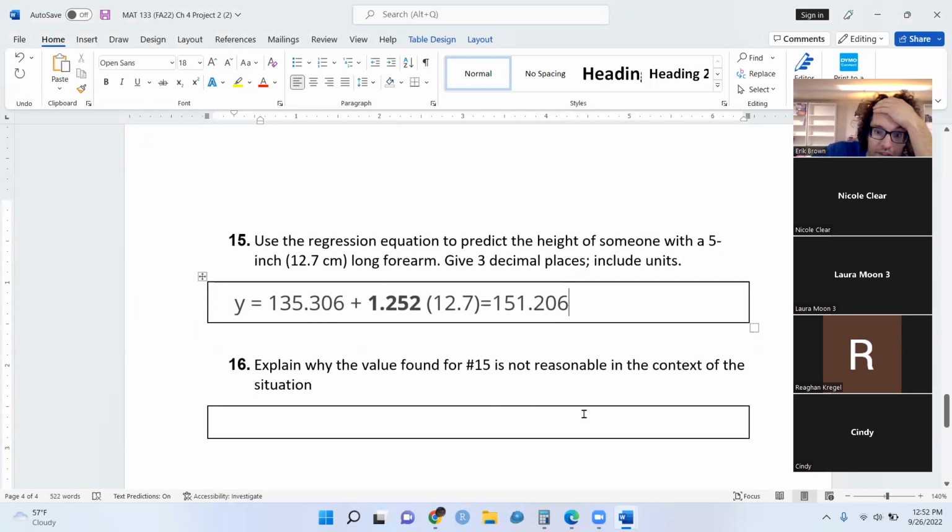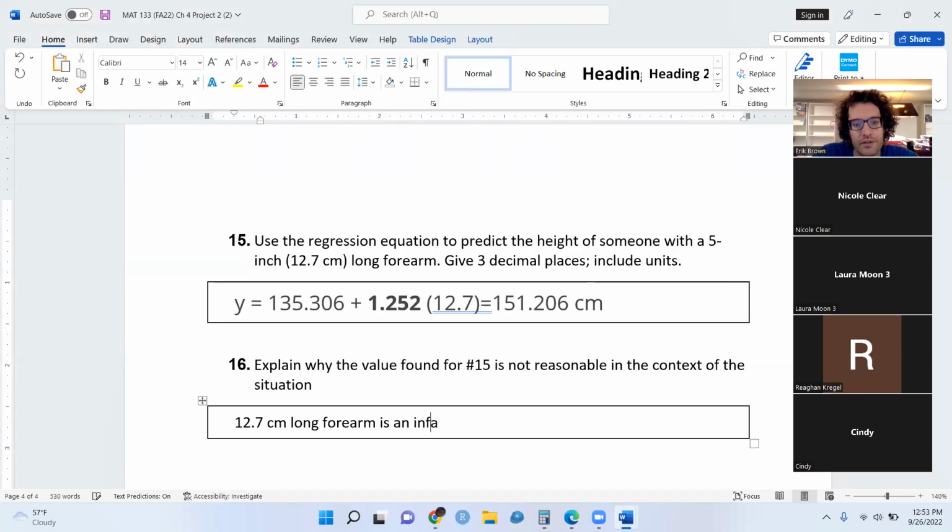We're supposed to explain why this is not reasonable in the context of the situation. Is it centimeters on the end of the 151.206? Thank you. Yes. Oh, why is it not reasonable? Because 5-inch, what's a 5-inch forearm? That's like a baby's forearm, isn't it? I think a 12.7 centimeter long forearm is ridiculously short.